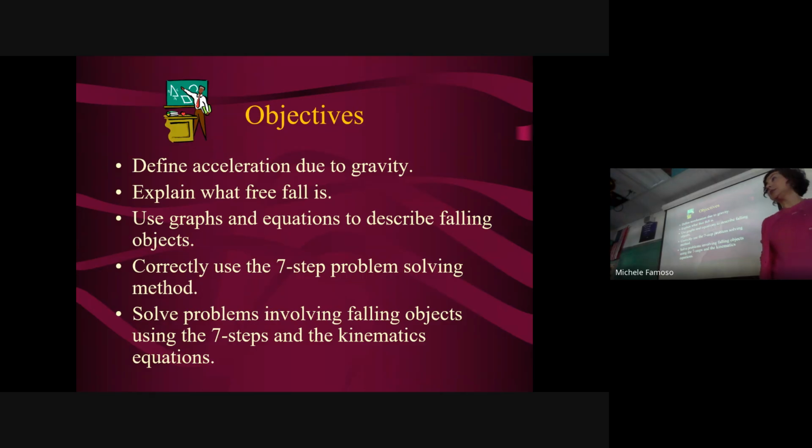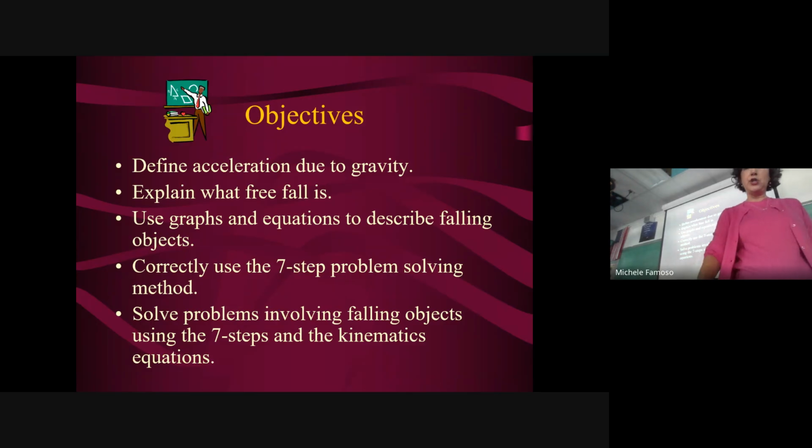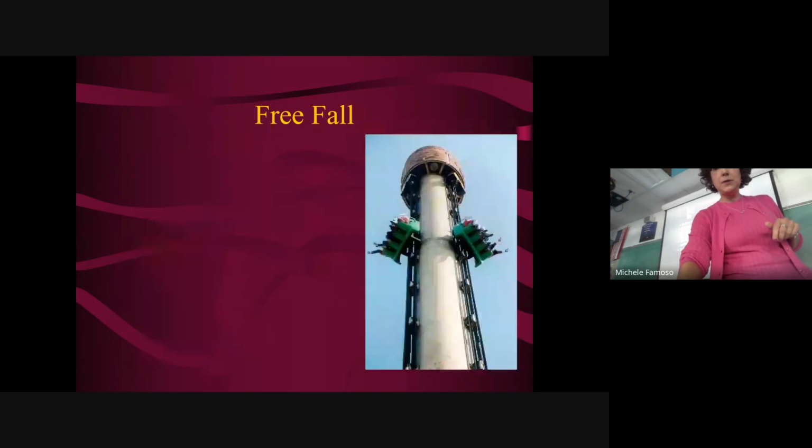So what is an acceleration? You should be able to define that. We're going to talk about one specific acceleration that deals with a dropped object called the acceleration of gravity. I'll then ask you to explain what is meant by free fall. You'll be asked to use graphs and equations to describe these objects that are falling. Of course, correctly use our 7-step problem-solving method to then solve problems involving dropped objects.